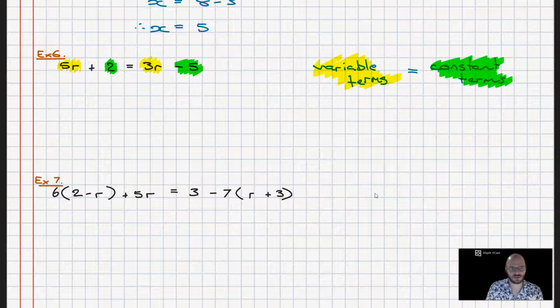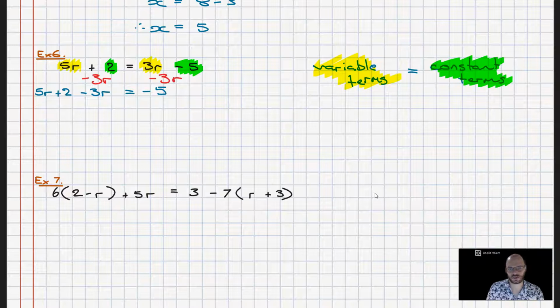So our first variable term is on the right hand side here, so that's got to go to the left. So if we've got plus 3r, we're going to go minus 3r on both sides. On the right, 3r is now gone, so we're simply left with minus 5. On the left we've got 5r plus 2, so that's our original expression. Then we've got minus 3r, so what we've just given.